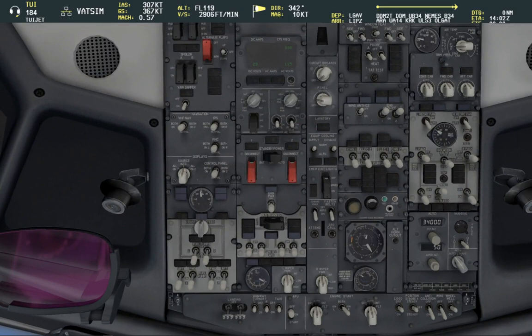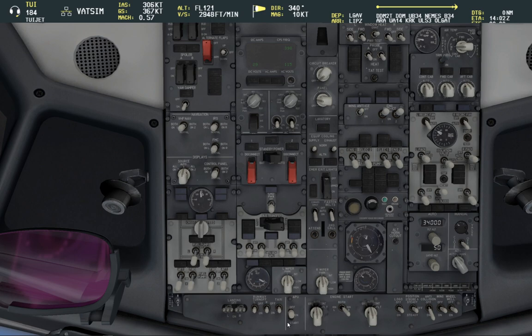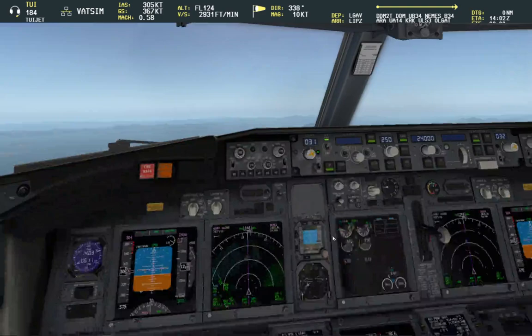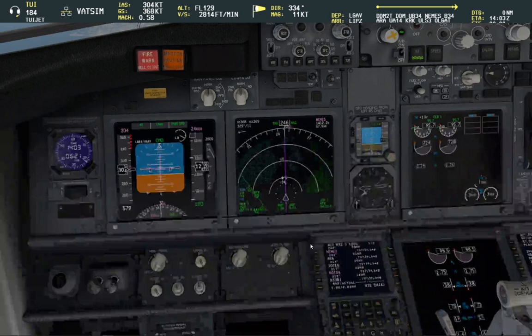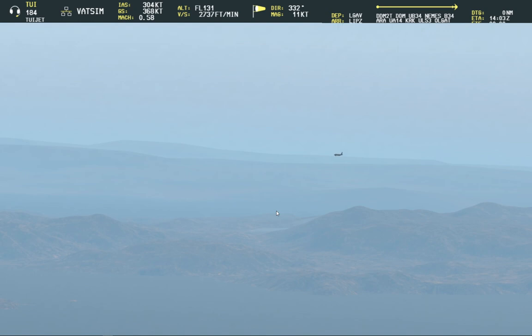Alright, we are out of level 100, so we can select the wing landing lights off, fasten belts off. How's the center tank doing? We still have 1.3 tons on board in the wing, in the center tank. Oh, we are 5 miles, not bad, huh? Where are they? Ah, here. That was close.